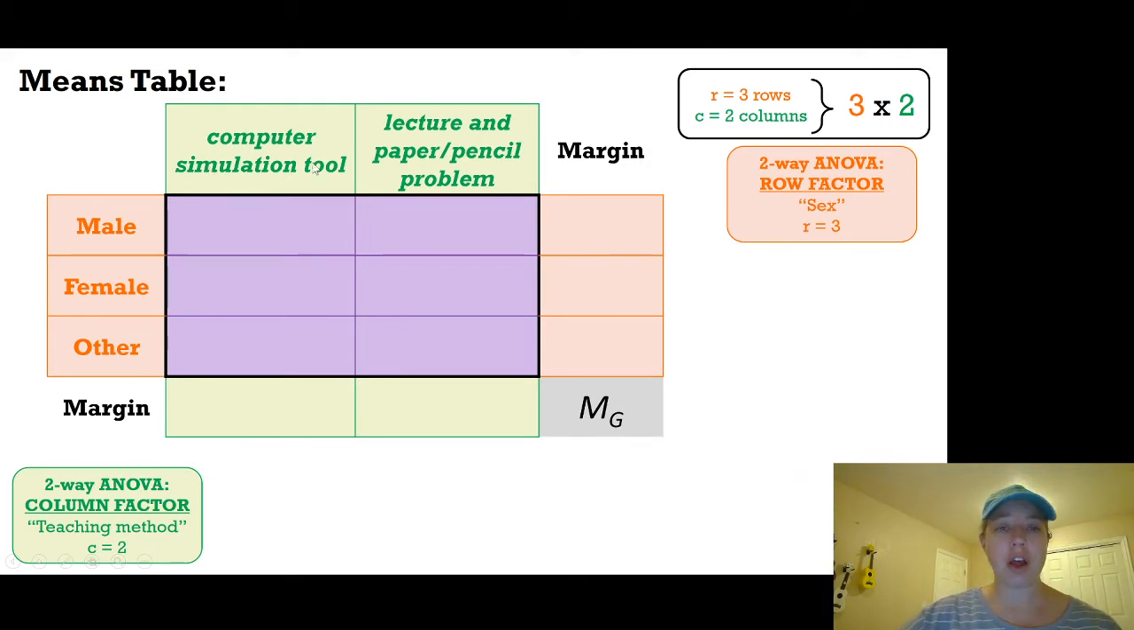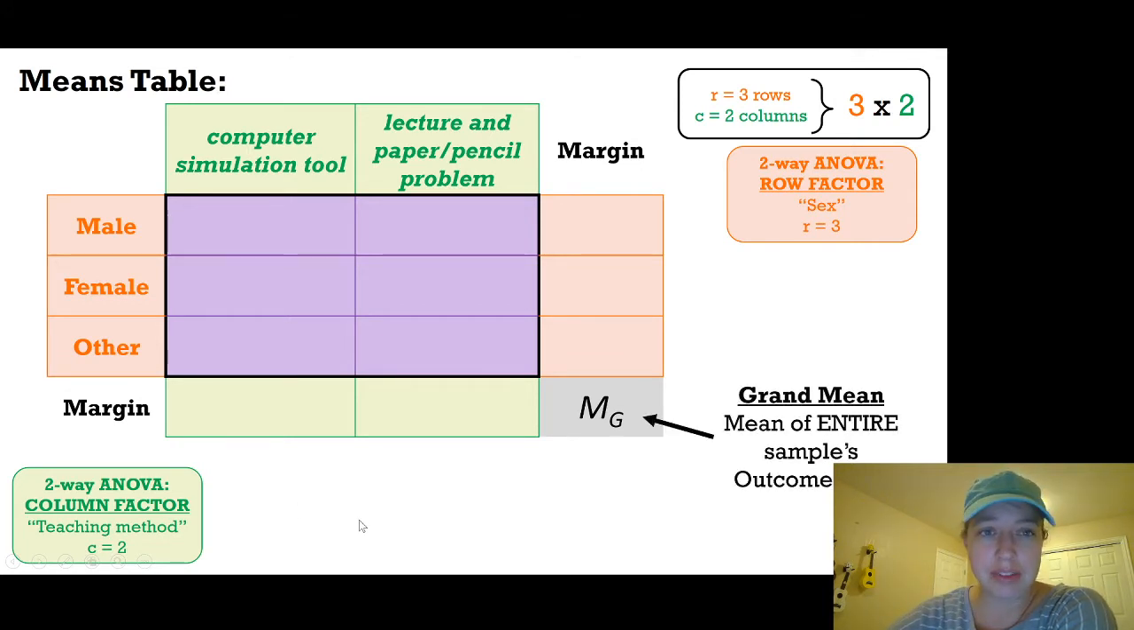And then we've talked about, that was the very first thing on the first slide, that we have 2 teaching methods, a computer simulation tool and the good old-fashioned lecture, pencil, paper problems. So in this situation, we have 2 columns and 3 rows. But when we specify the ANOVA, this would be a 3 by 2 because the rows come first and then the columns.